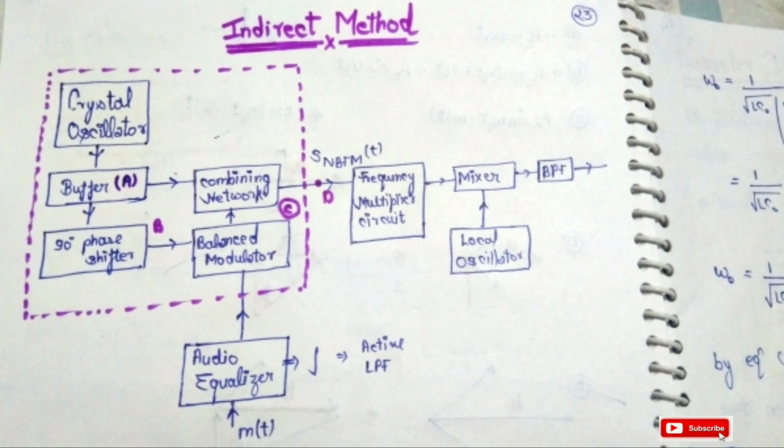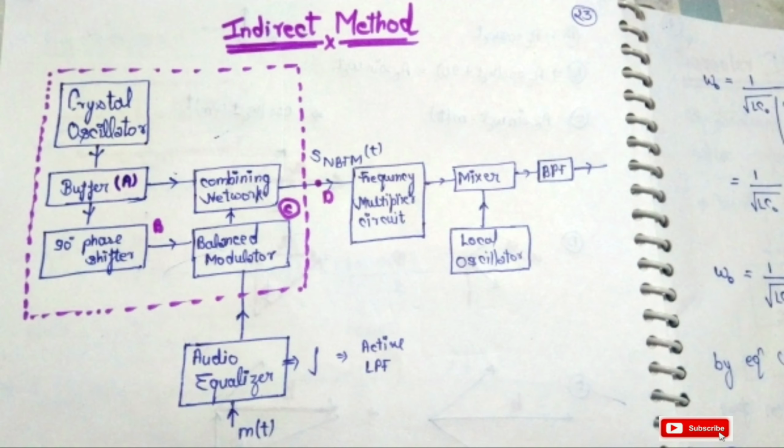Hi friends, in this lecture we are going to discuss the indirect method for the generation of the frequency modulated signal. In the last lecture we discussed the direct method for the generation of the frequency modulated signal, but there was a problem of poor stability. To overcome that problem, we moved to the indirect method.